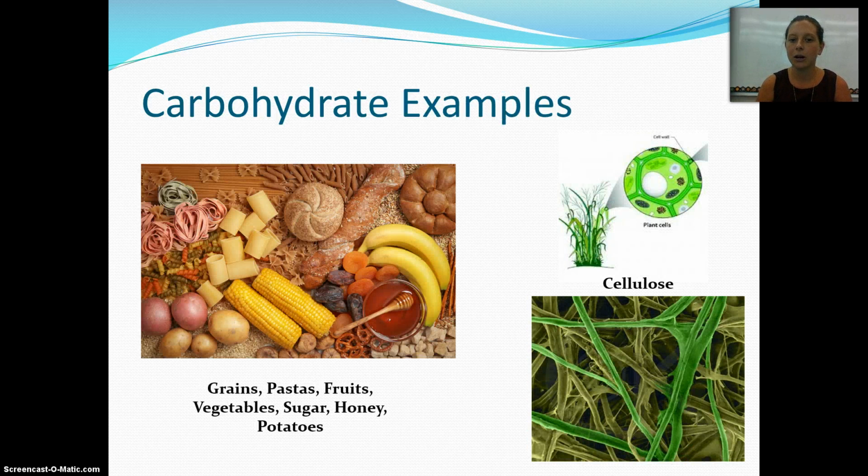So again, here's some carbohydrate examples: grains, pastas, fruits, vegetables, sugar, honey, potatoes. Those are all full of carbohydrates. And then cellulose, like in my celery here, okay, that's going to be what makes up the cell wall of plant cells, so that's also full of carbohydrates.